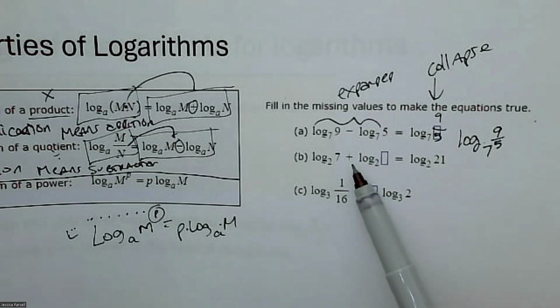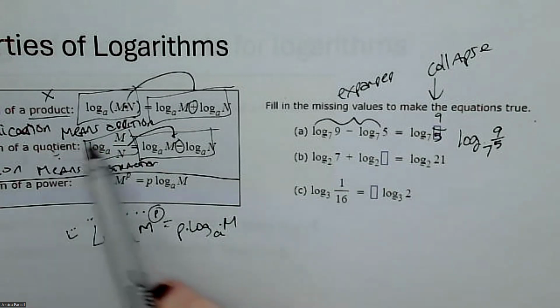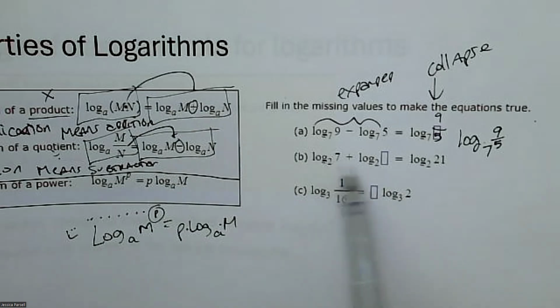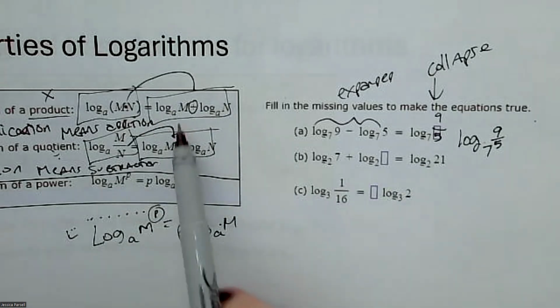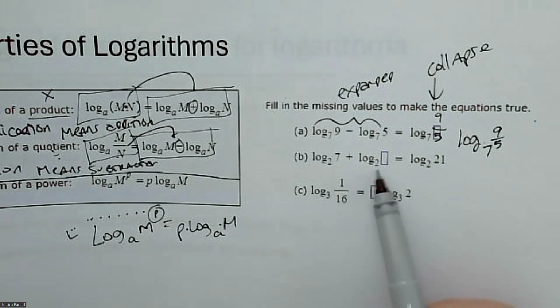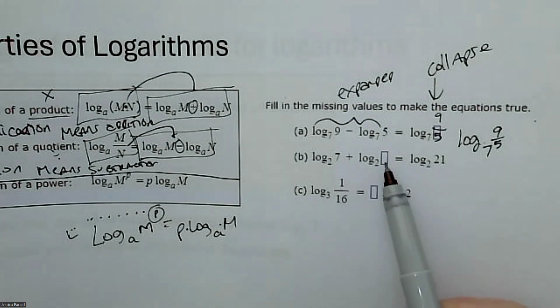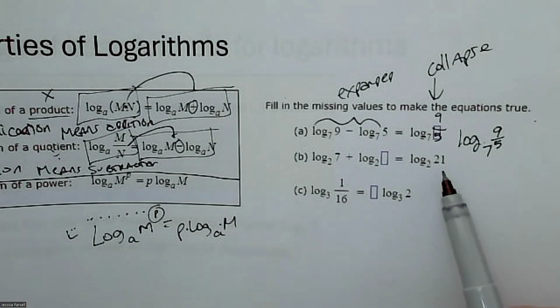When you see an addition sign, think about multiplication. See this addition sign here? These are expanded out, but you're allowed to collapse them together and crush them together. As long as you have the same base, which we do, 2 and 2, we can collapse: 7 times some number needs to be equal to 21.